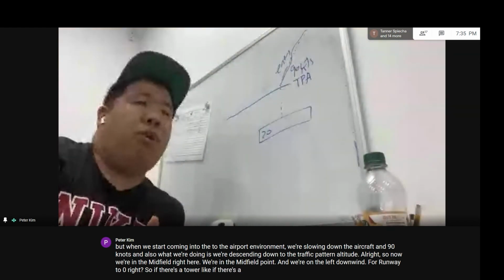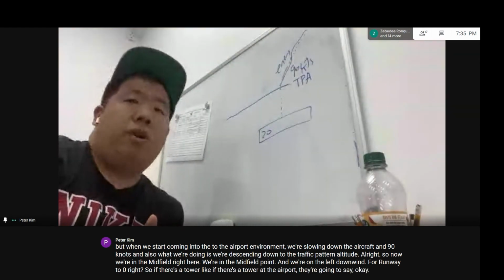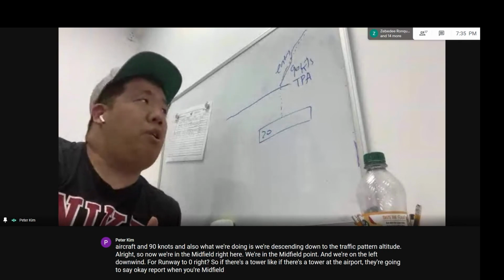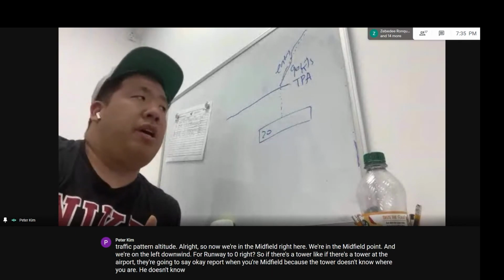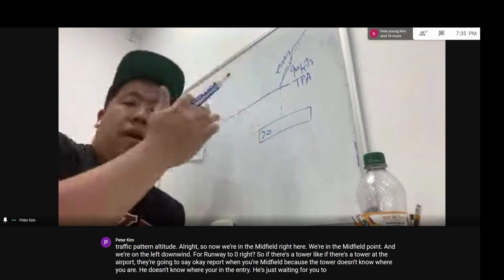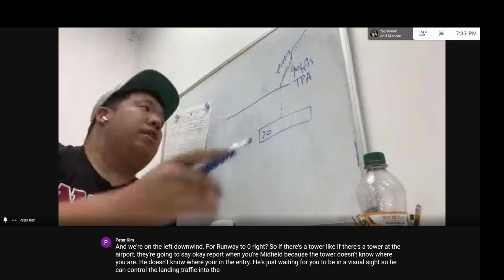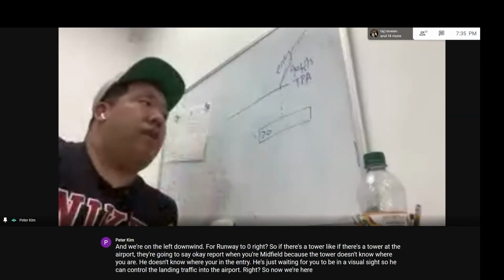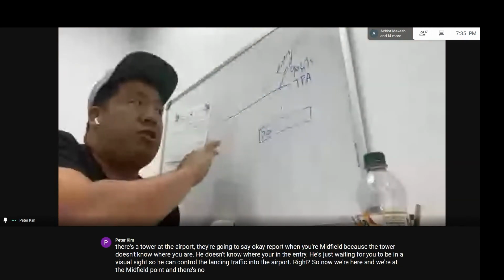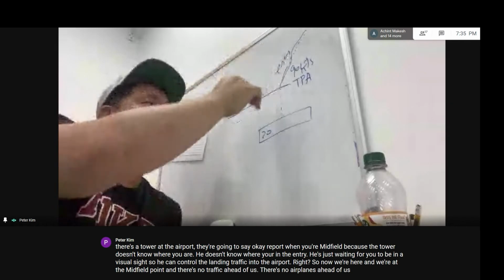So if there's a tower at the airport, they're going to say, okay, report when you're midfield, because the tower doesn't know where you are in the entry. He's just waiting for you to be in visual sight so he can control the landing traffic into the airport, right? So now we're at the midfield point, and there's no traffic ahead of us. There are no airplanes ahead of us. It's just you and you're coming in.